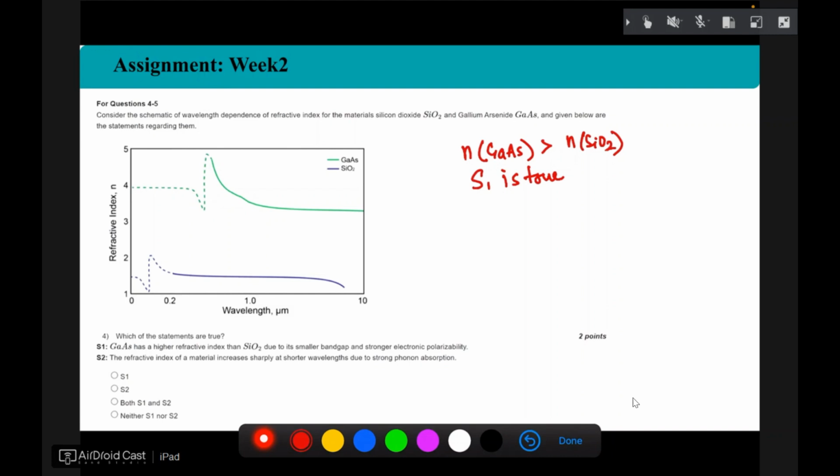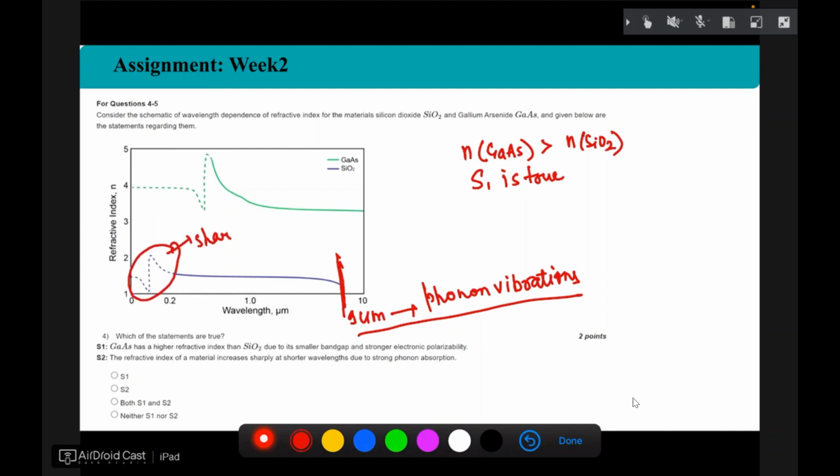The second statement: the refractive index of a material increases sharply at shorter wavelength due to strong phonon vibration. We can see here that the refractive index of the material is dropping, not increasing. Here, at suppose 9 micrometer, there will be phonon vibration, and around the phonon vibration there is no increase in the refractive index. It is here that there is a sharp increase in refractive index. So statement S2 is incorrect.